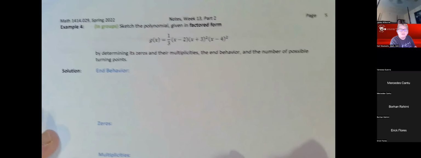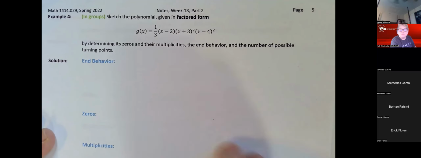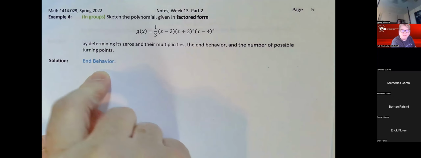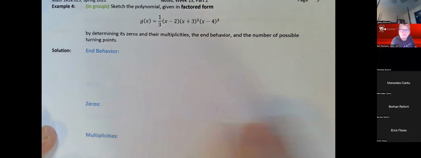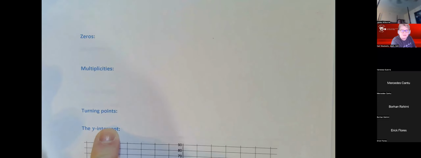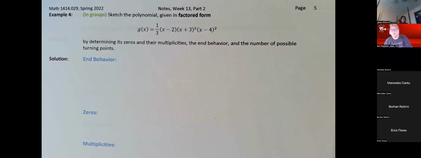I want y'all to work together, please, out loud so that I can write down what you're saying. We've got another polynomial in factored form. We want to find the end behavior, the zeros, the multiplicity of the zeros, the number of possible turning points, and the y-intercept. I'm going to write down what you say, but I'm not going to talk. So please turn your cameras on and unmute yourselves and talk.